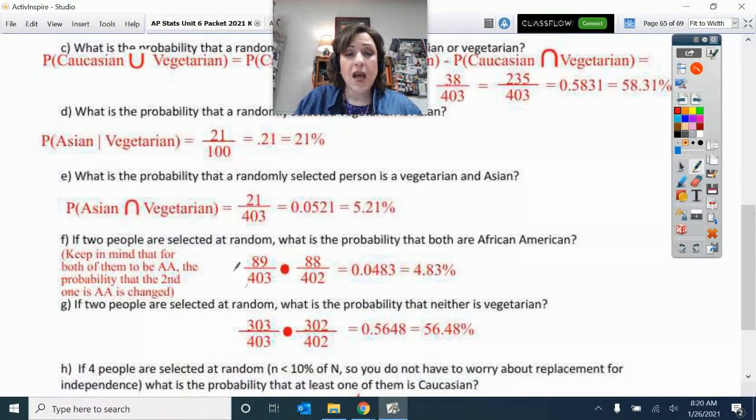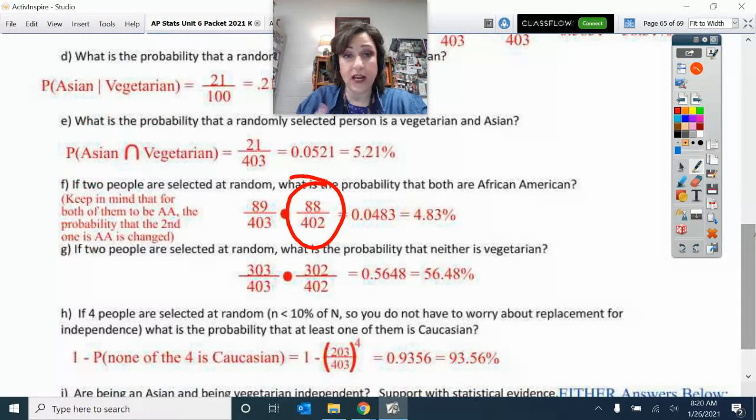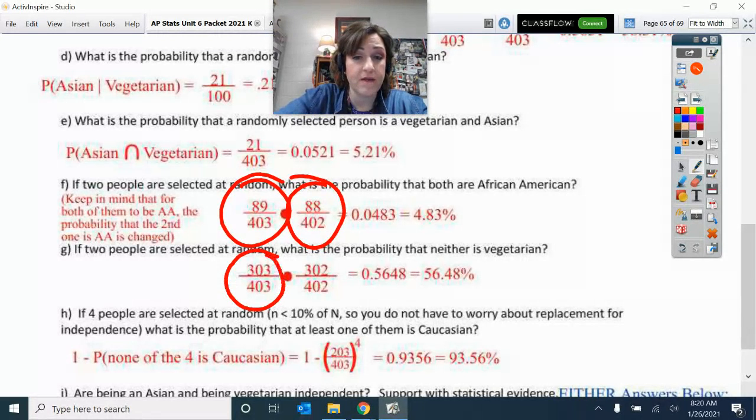Now, if two are selected at random, what's the probability both are African American? Now, you need to keep in mind, when you take one person, you're keeping that person out. So do you see? Look at how this changes. That's not independent. The fact that who I got on the first person affects the probability of who I get on the second one. And that's the same thing that happened with this next one. Neither is a vegetarian. So once I pick a person who's not a vegetarian, then it probably changes for the next one not being a vegetarian. So those numbers went down.